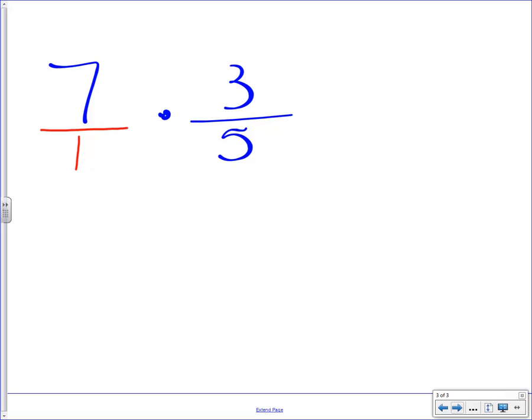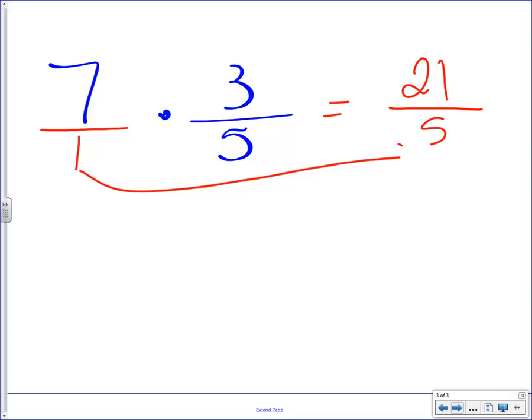And so if I can simplify in any of the diagonals, I will. And so 7 and 5 do not simplify, and 1 and 3 do not simplify, and neither of the fractions that are stacked on top of each other can simplify. So we're just going to have to go ahead and solve this problem by multiplying straight across the top and straight across the bottom, and I ended up with 21/5.